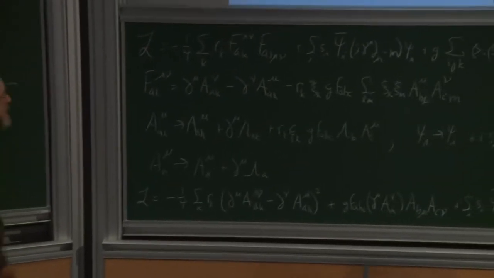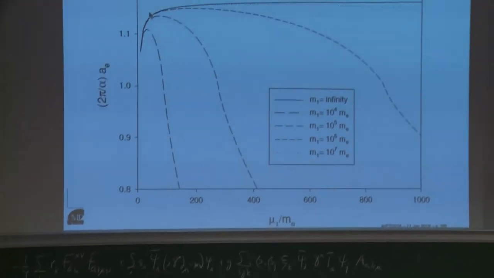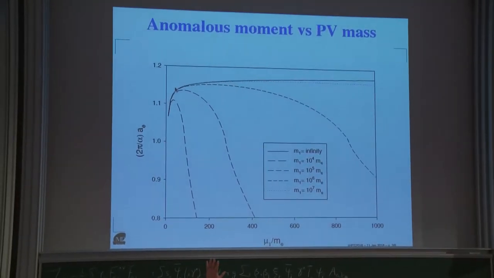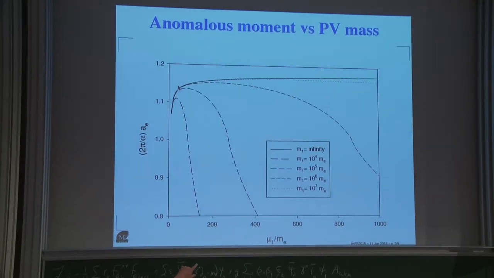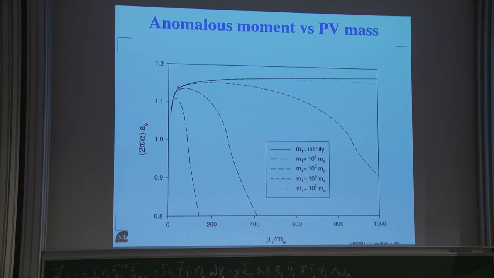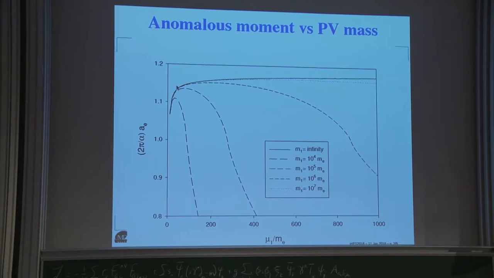This is a calculation that we did in QED, Sophia and I, that is truncated to just one photon, but we're including Pauli-Villars photons to regulate the theory. This is in 3 plus 1, of course. And the horizontal axis there is the mass of the Pauli-Villars photon, and the different curves correspond to different Pauli-Villars electrons in the calculation. And you can see that you have to drive the Pauli-Villars mass up to very high levels in order to get rid of the dependence on, I forgot to say, this is the anomalous moment of the electron, rescaled to the Schwinger value.